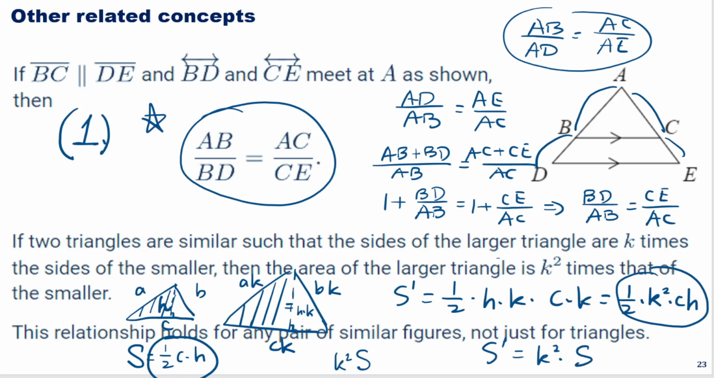So if two triangles are similar, such that the sides of the larger triangle are k times the size of the smaller, then we know the area of the larger triangle is k squared times that of the smaller. And this is the second one you should know, okay?